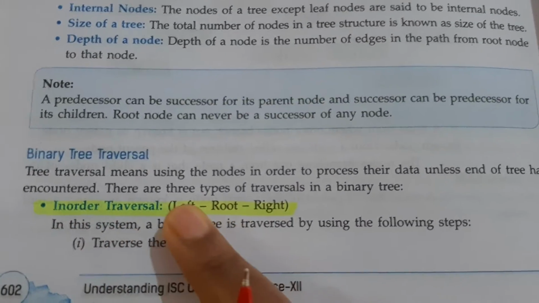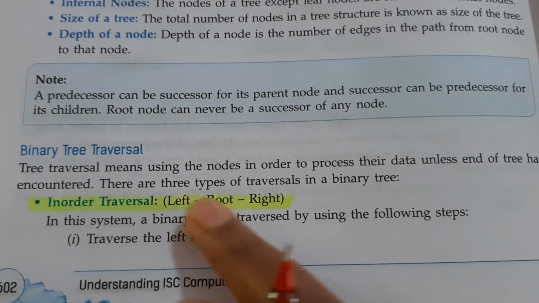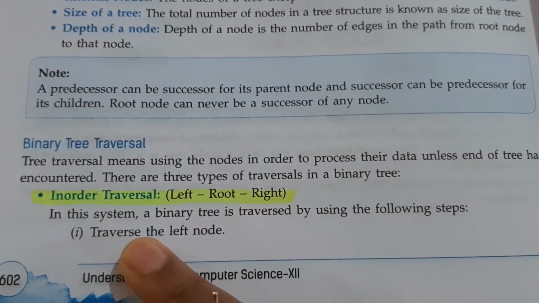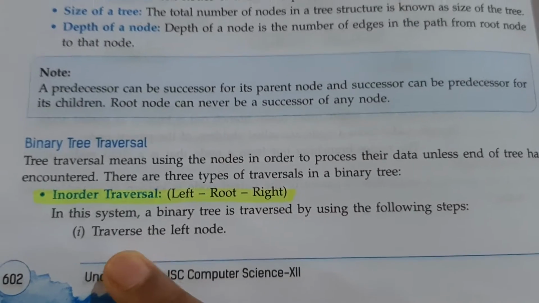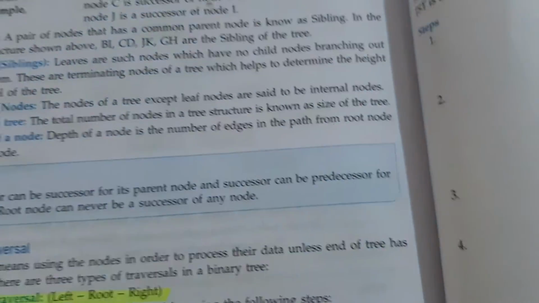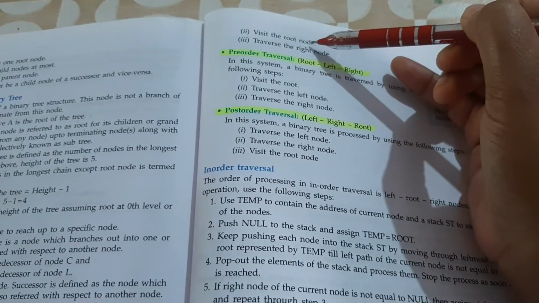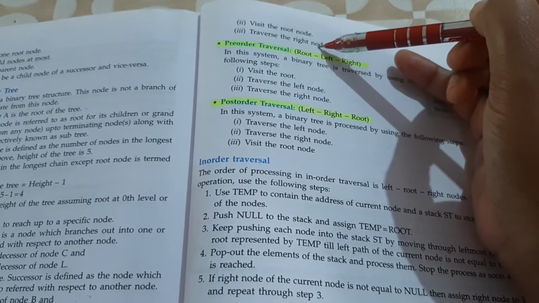This is a formula: left, root and right. Left, root and right, this is our formula. The first thing that happens in this tree is to traverse the left node, meaning first we find which is the left node, and then from that left node it goes to the root node, and then it goes to the right node.